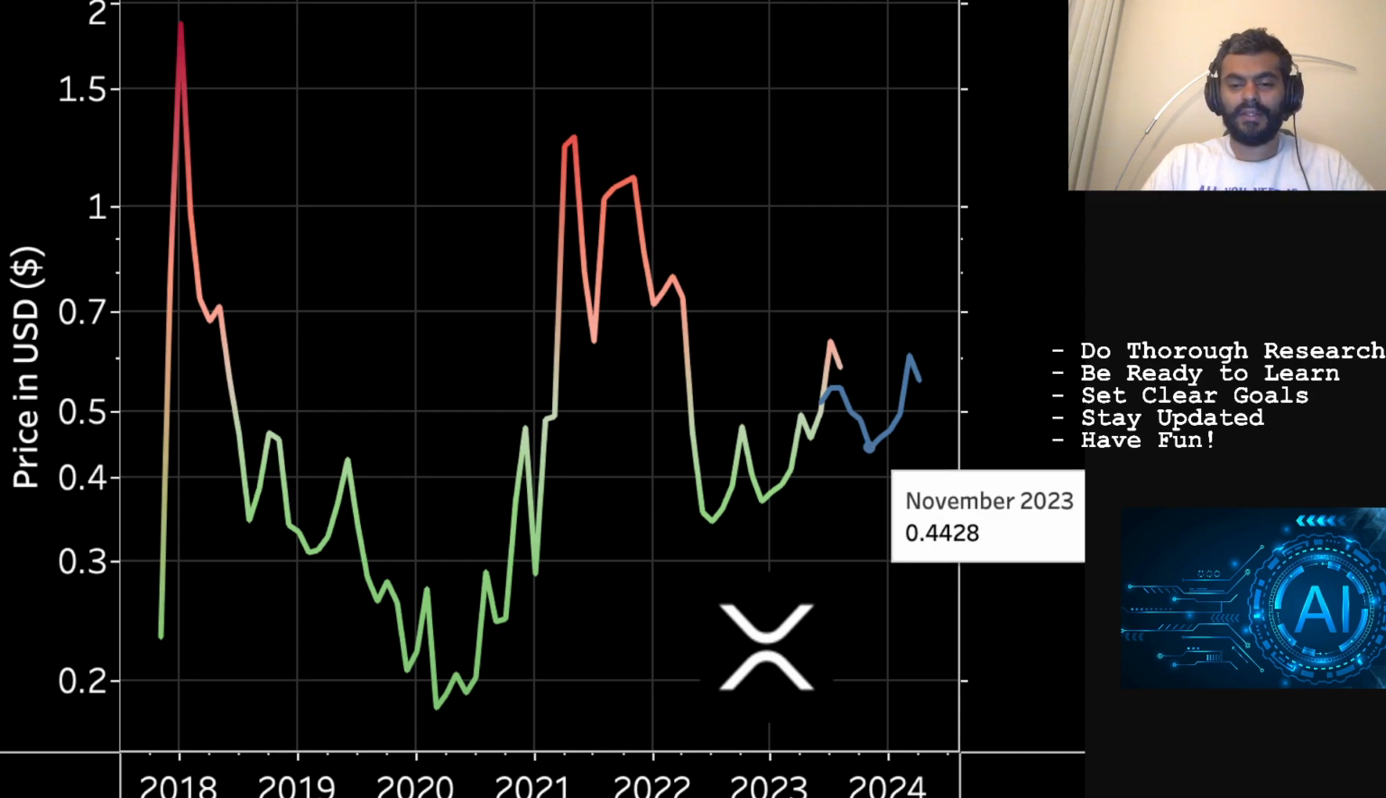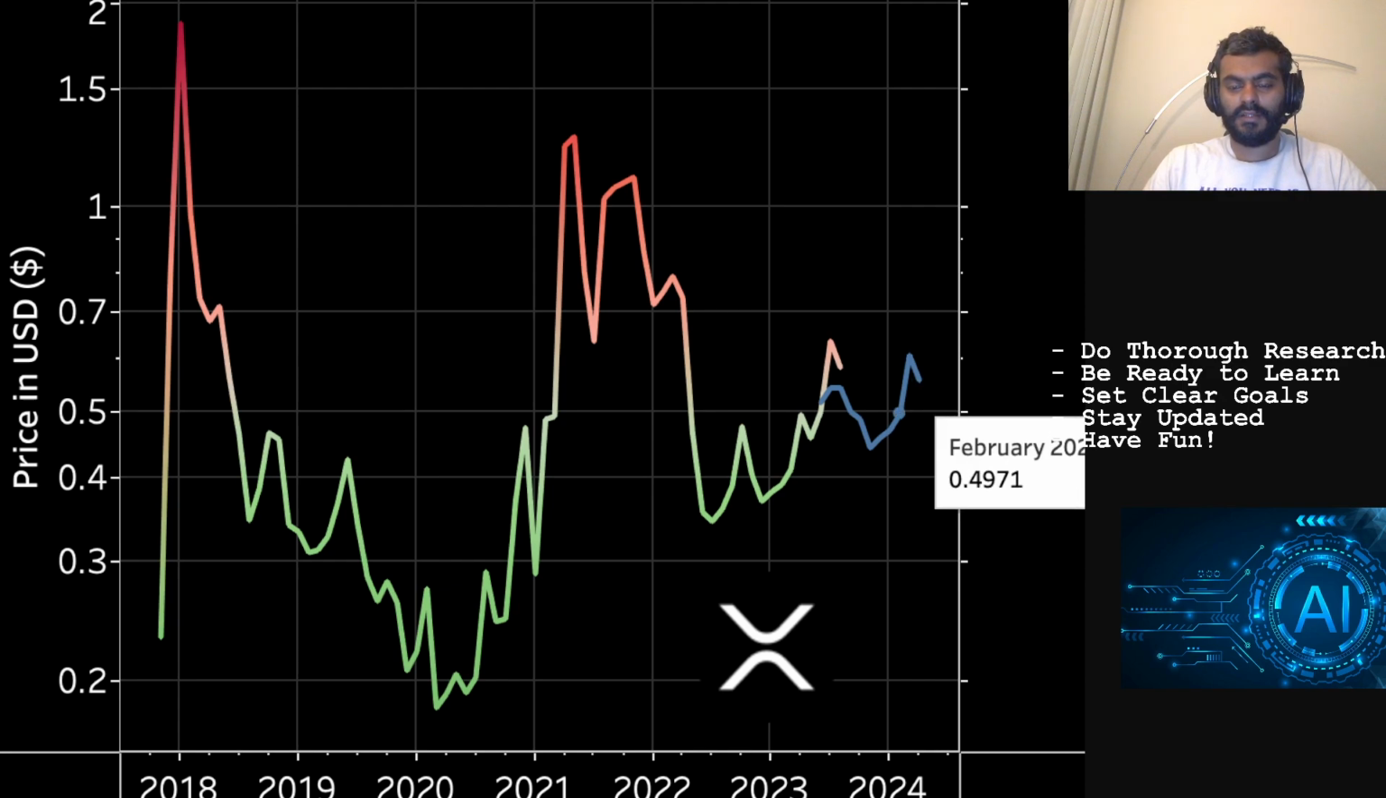For November, per the AI model, in the base case it's at 44 cents. So again, the thesis of having higher lows for XRP is predicted to be true in the base case scenario per the AI model. The higher low for this year would be at 44 cents in the November time frame. In December it's at 45 cents, January 47 cents, February 49 cents, March a rally to about 60 cents, and April 55 cents.